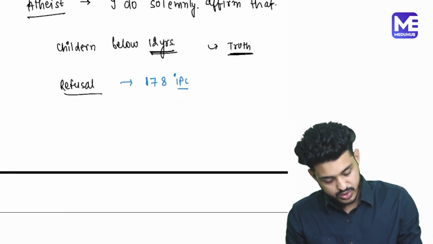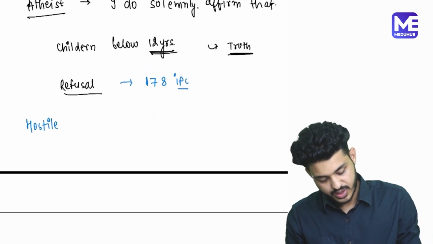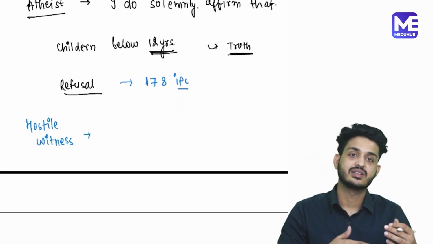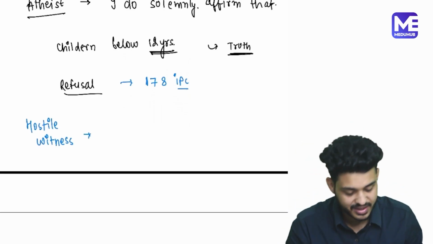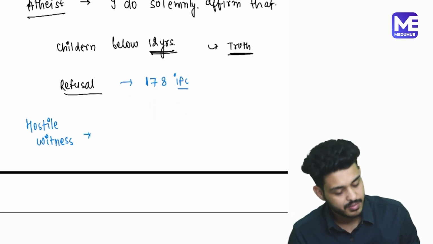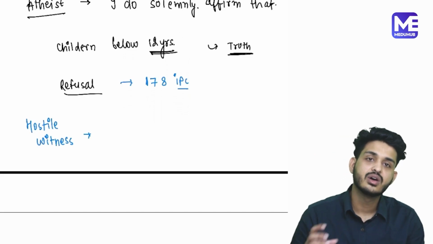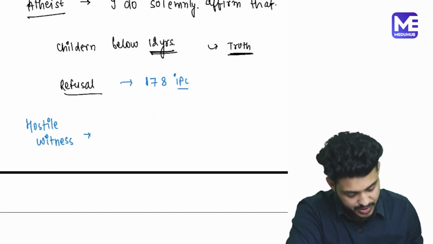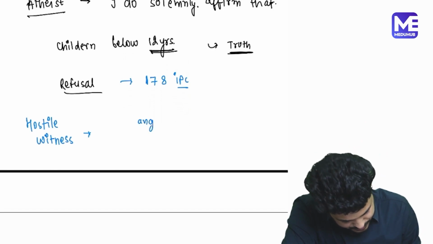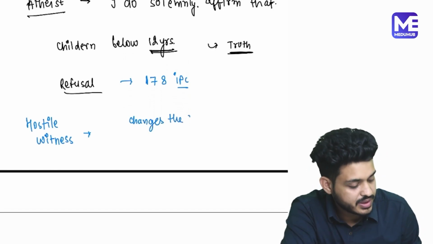Next thing is the hostile witness. What is a hostile witness? Hostile witness matlab aise log jo palat jaate hain, those people who change their sides. Now, they may turn under pressure, there are multiple factors, but a hostile witness is a witness who changes the statement.